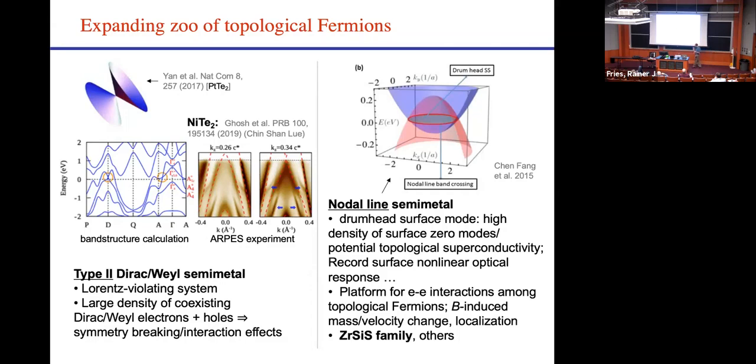Type 2 Dirac systems, actually the nickel telluride is one we're starting to look at in my lab right now. Again, there's no particle analog. The Lorentz invariance is broken in that case. There's also a large density of coexisting states, so interesting distinctive properties in some of these systems.